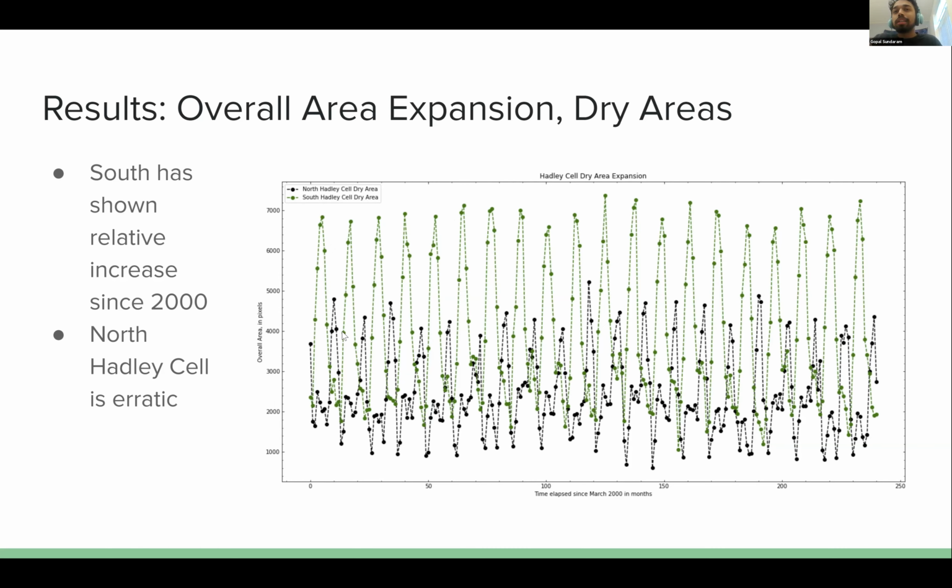The North Hadley cell, on the other hand, is quite erratic. For overall area expansion, it goes up, it goes down. It's all over the place, but there's some secondary analysis that needs to be done here for sure when it comes to how steep these peaks are, how quickly they change. Can that impact the aforementioned areas that might be in trouble? It's something to consider for sure in terms of the dry expansion. So that's part one.